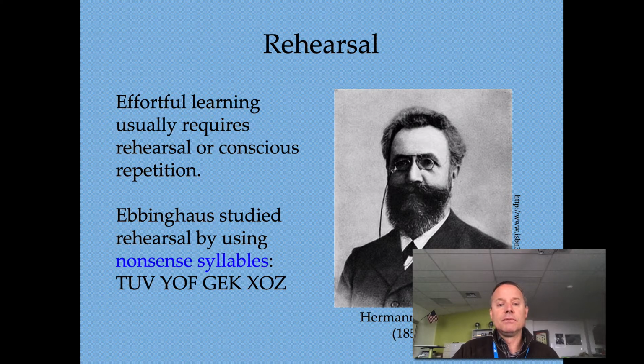So the way he did it was that he had people studying nonsense syllables like TUV, YOF, GEK, XOZ, and he would have them memorize these. He used nonsense syllables because he didn't want people's associations with words to help them remember stuff. Like if you had real words like cat and dog, people might remember those easier. So he used nonsense syllables so people wouldn't have any associations with the words.